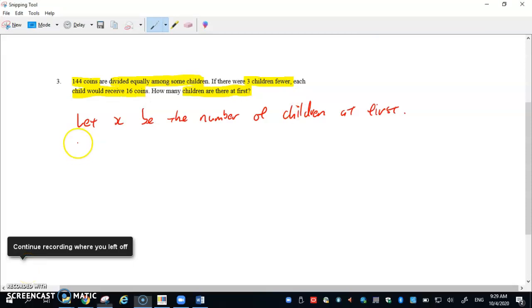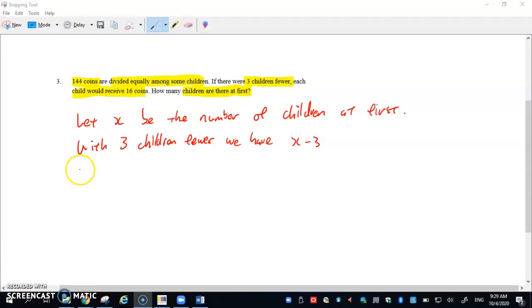Okay, now with 3 children fewer, we have x minus 3. Alright, so now we have 144 coins divided equally amongst x minus 3 children, and this will give you 16 coins per child.